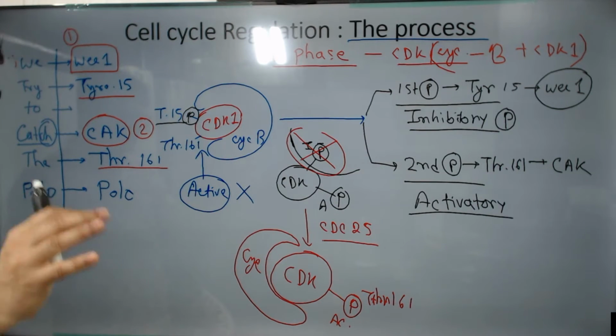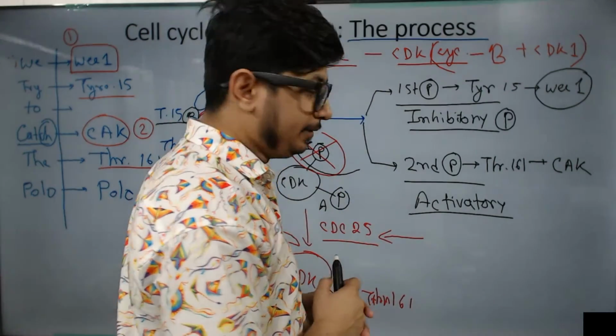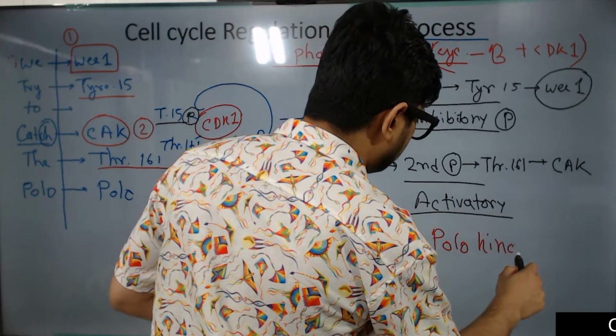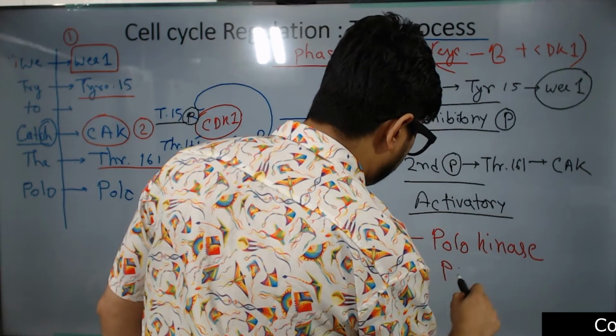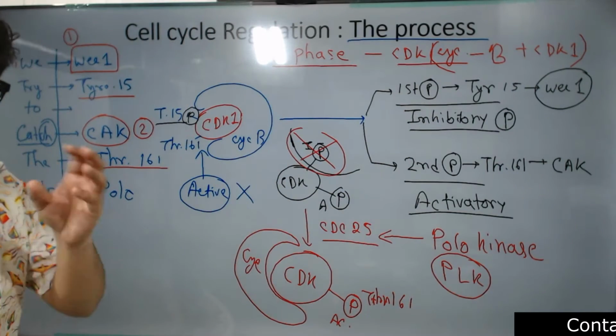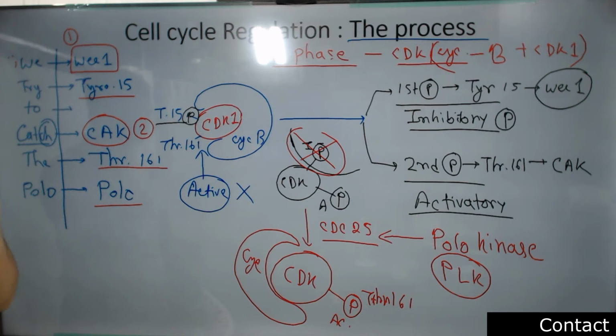CDC25 is a phosphatase which is activated by Polo kinase, or Polo-like kinase, known as PLK. Polo-like kinase protein. That's why you keep Polo here, not CDC. So we try to catch the Polo.